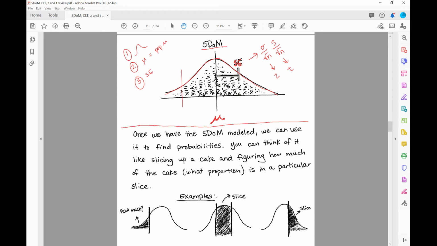You can imagine we could slice it up into different slices and say, how much cake is in this slice? Or if I take this slice over here, how much cake is in this slice? If I sliced it right here and I wanted to see how much cake is in this slice, well, since we're cutting it in the middle, we'll know that this is 50% of our cake, right? So you can imagine it as we want to know how much of the cake is in a given slice that we're taking. And the slice that we take depends on the question that we're asking.